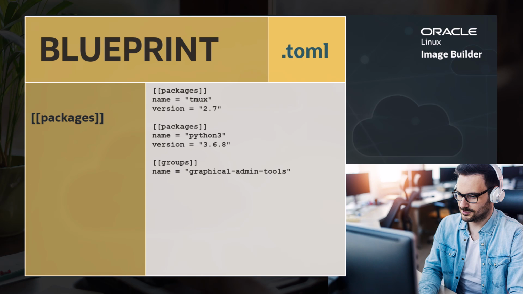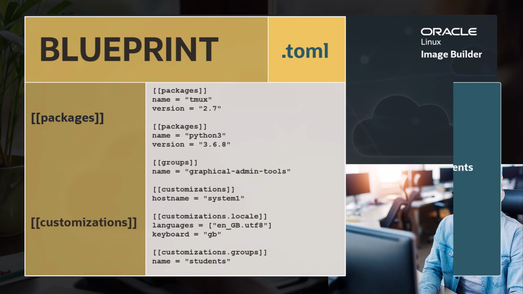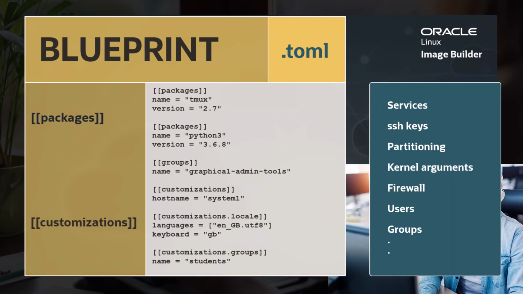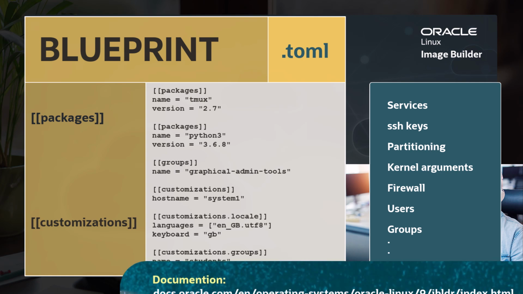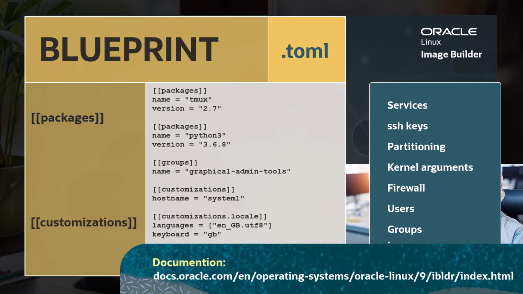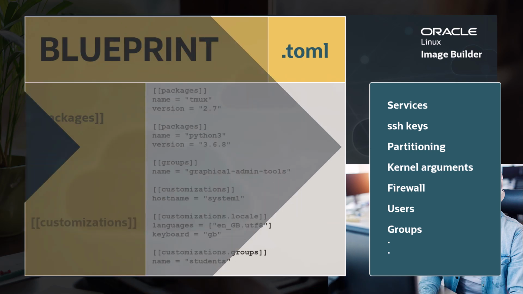The packages heading defines packages or package groups to be downloaded for the image. Individual packages require the package name and version. For package groups, it requires only the name of the package group, but entered under a separate groups heading. The customizations are blueprint entries that are not related to packages. These include items such as services to be enabled and disabled, users and groups, SSH keys, partitioning, and more. You can read more about the formatting in the blueprint format section of the documentation.